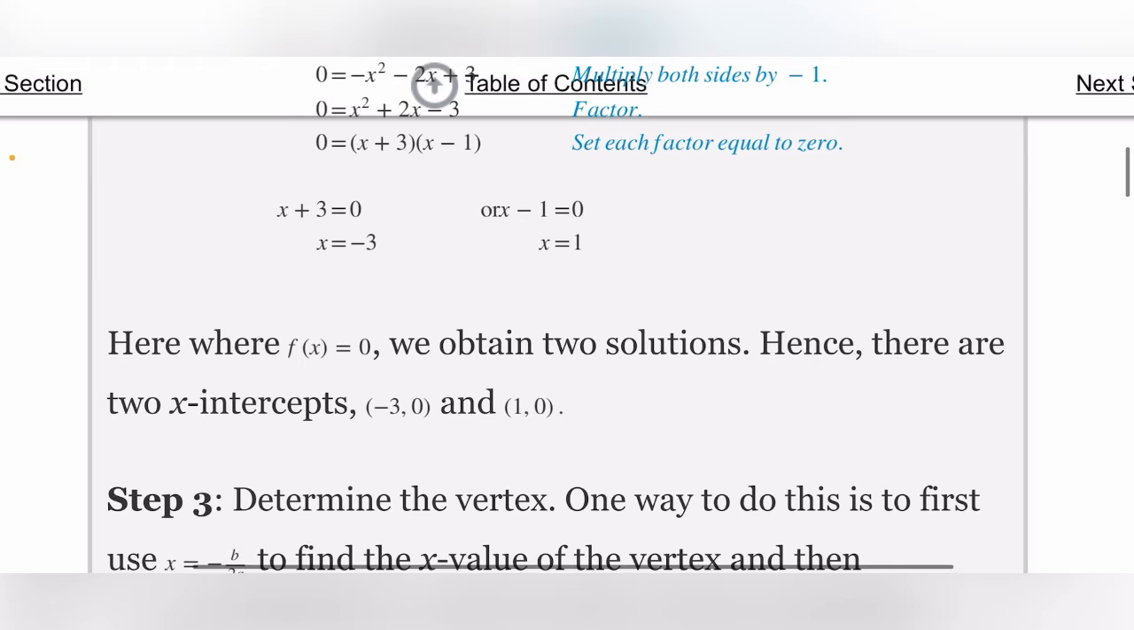So, we obtain two solutions: negative 3 and 1. There are two x-intercepts, negative 3 and 0, and 1 and 0. The graph intersects the x-axis at these two points, (-3, 0) and (1, 0).